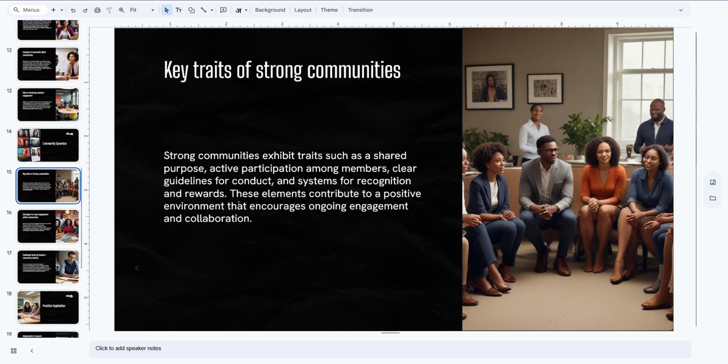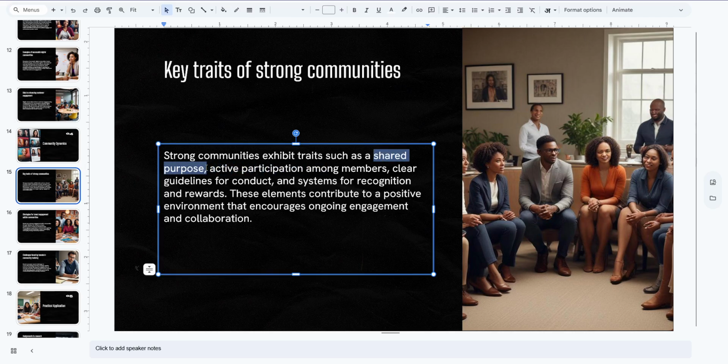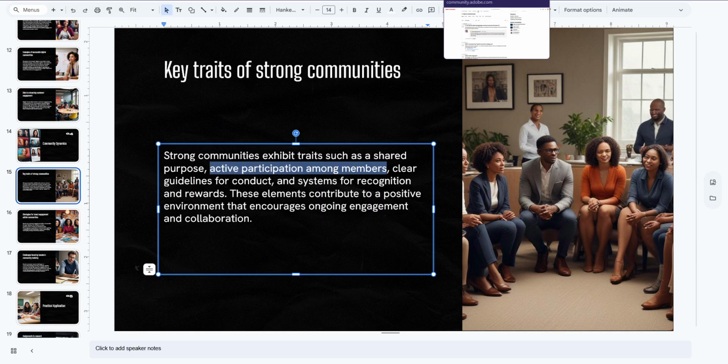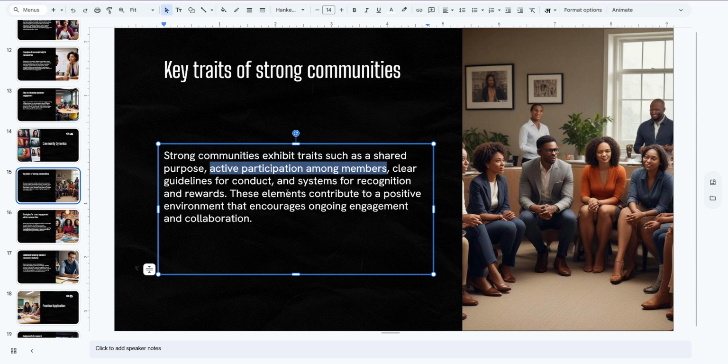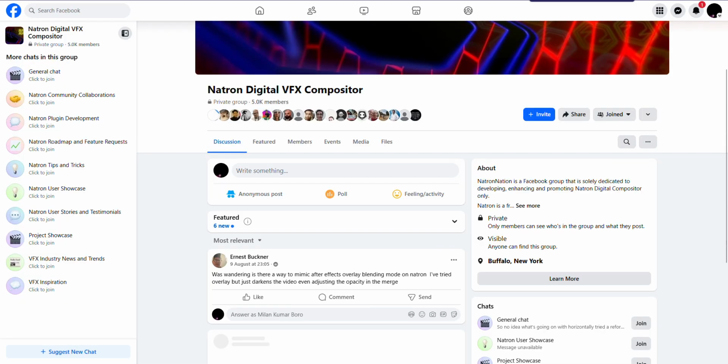So, key traits of strong communities. Strong communities exhibit traits such as shared purpose, active participation among members. They should be active and they should participate. And even the brands should see how they can bring out new and new ways of how they can incorporate members to participate. Clear guidelines for conduct, like in groups, there are guidelines.